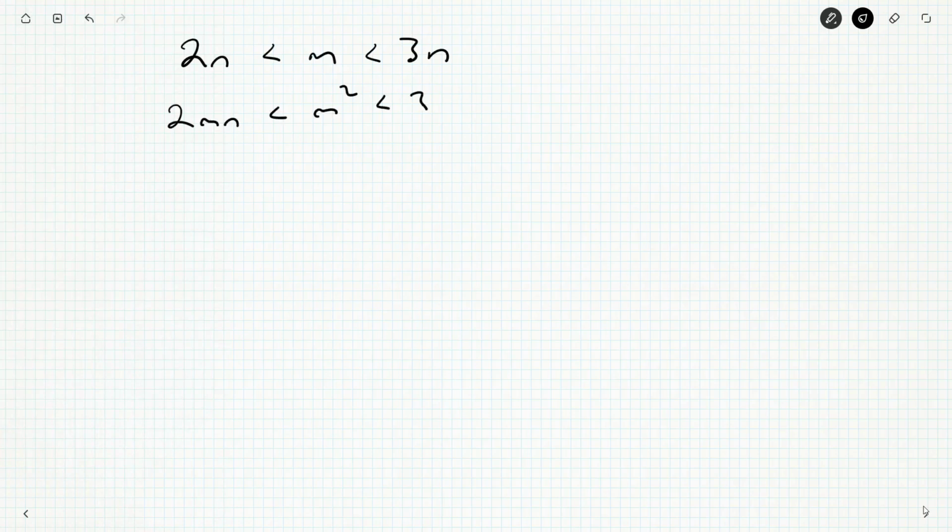I still feel like there's something I could be doing. So 2n less than m less than 3n. Multiply through by m on both sides, so 2mn less than m squared less than 3mn.